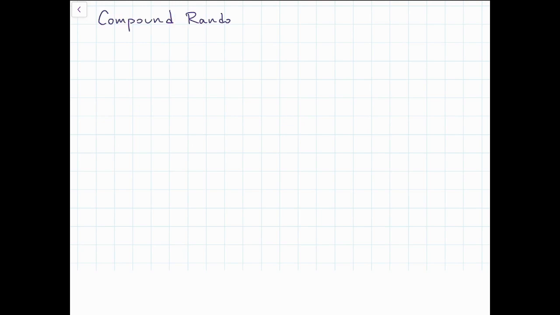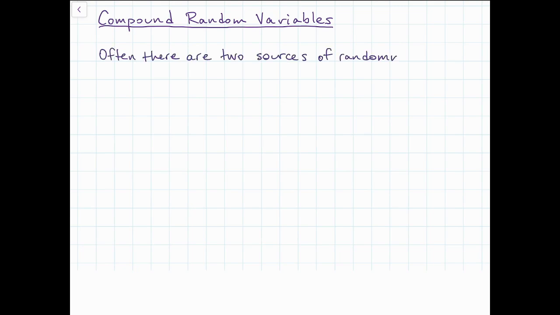In this video, we're going to talk about compound random variables, which are also known as random sums. Often we might have a situation where there are two sources of randomness, both contributing to a random variable.